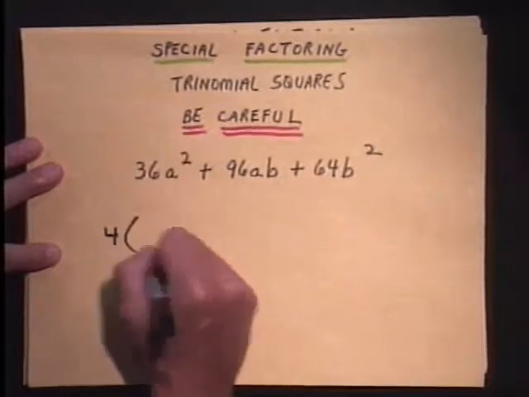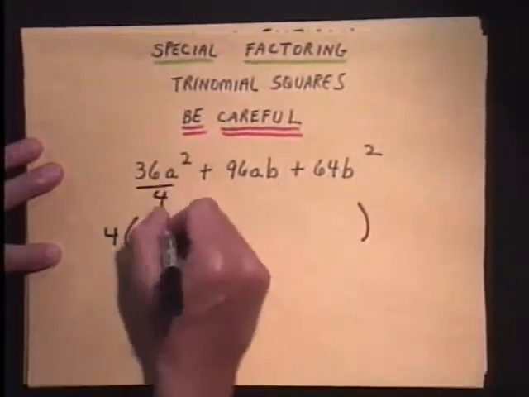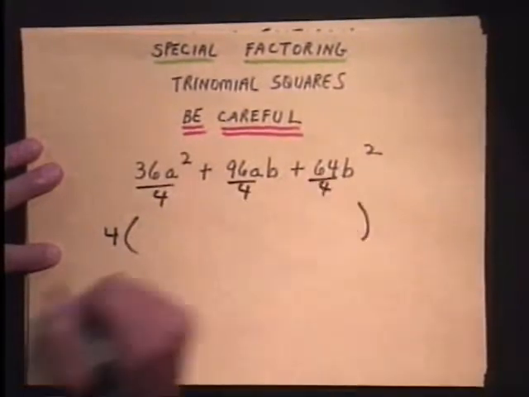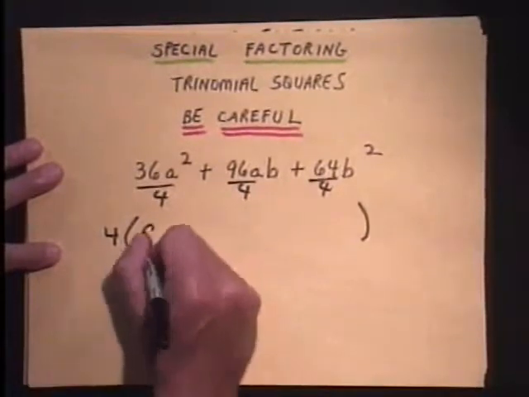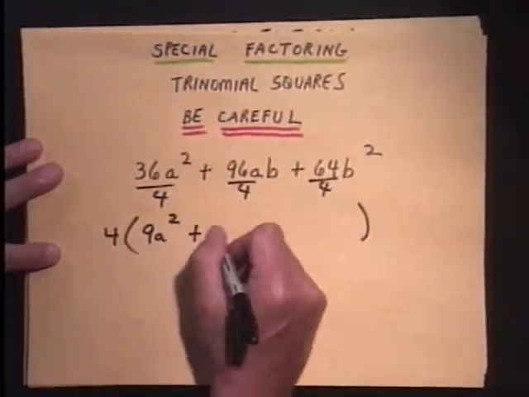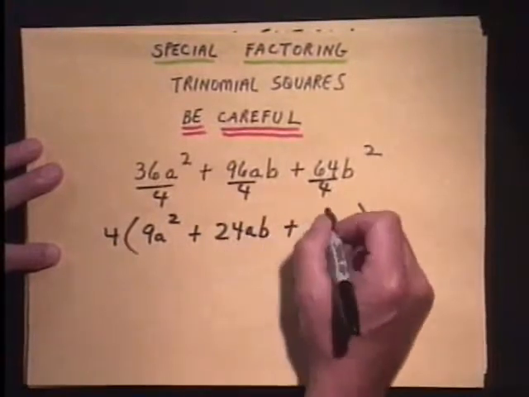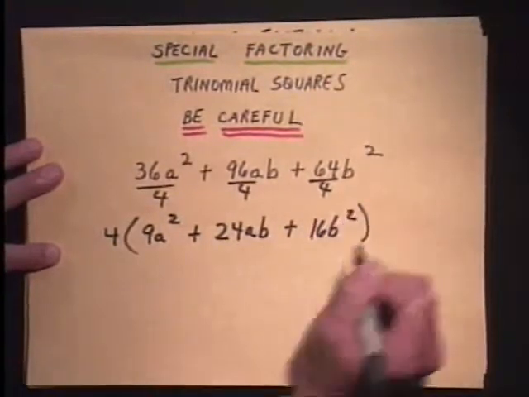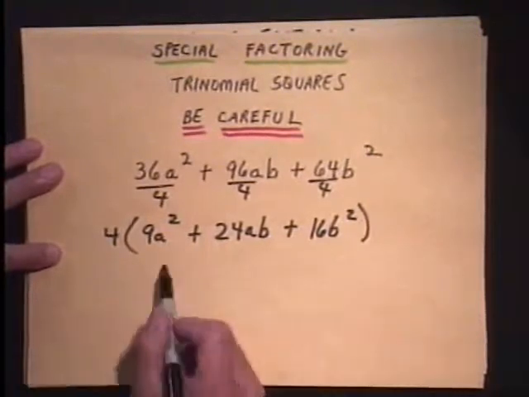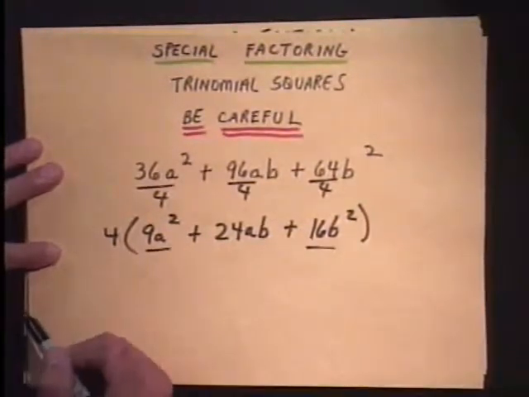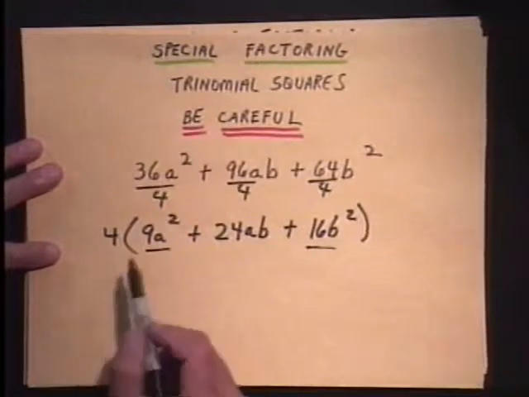All right, so when we take the 4 out, and if you want to, we can go ahead and put it underneath each term, if that helps you, the greatest common factor, we get 9a squared plus 24ab plus 16b squared. And look what's left here. Oop, there it is. A trinomial square left. So sometimes you can take it out.